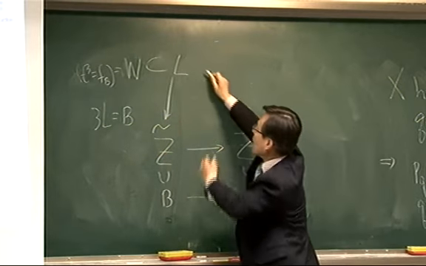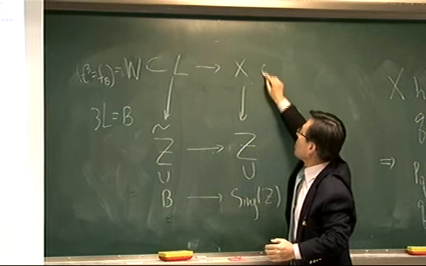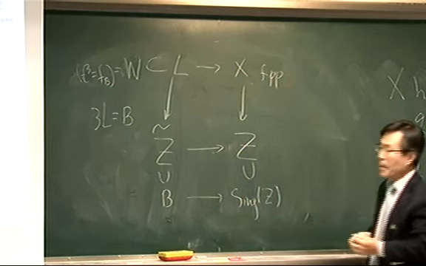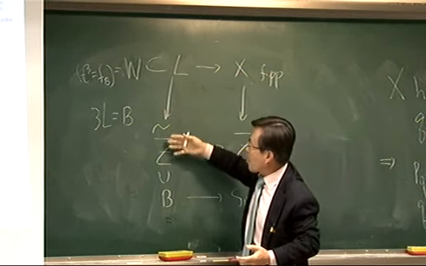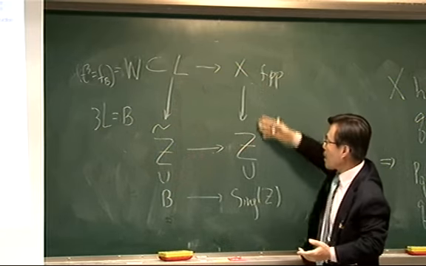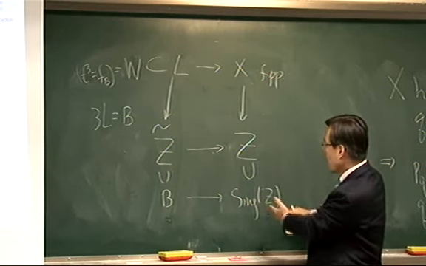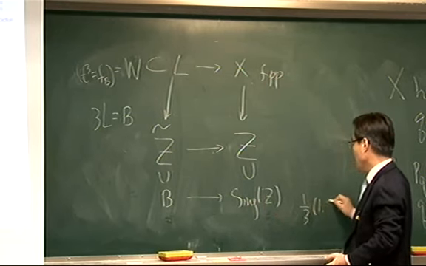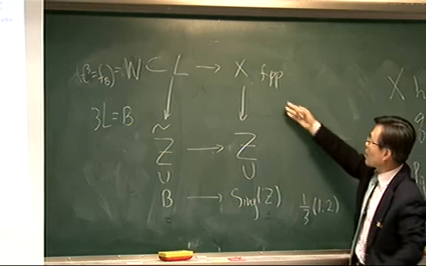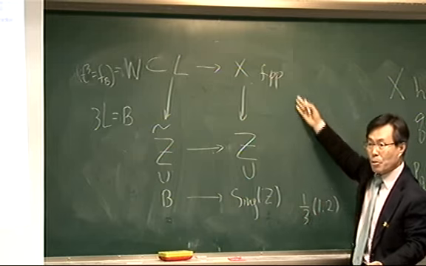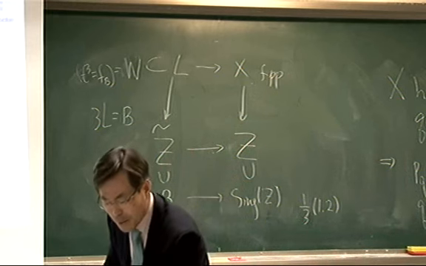And then somehow you can blow down so that you can get something X here. This is FPP, turns out. So this cover branches only along B. So this cover branches only along the singular points. And also the singular points are of type 1, 3, 1, 2. So this is a degree 3 cover, so the point lying over the singular point is a smooth point upstairs. So this is the reason why I got a smooth surface upstairs.